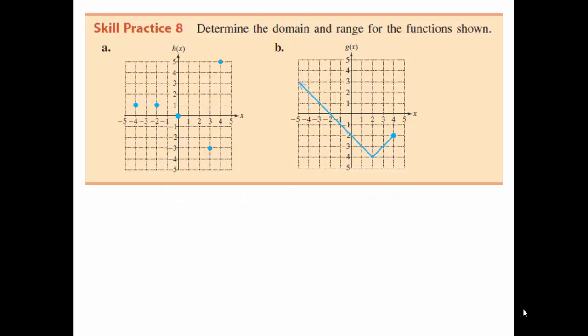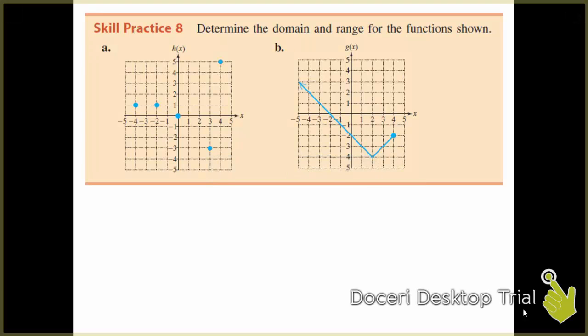All right, so when we have points like A, you're going to list them. If it's a set of points, like you see there on A, you're going to list the set. So your x's are at negative 4, negative 2, 0, 3, and 4.